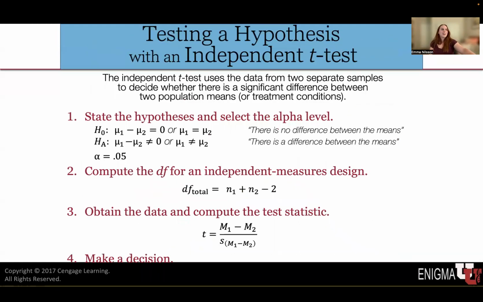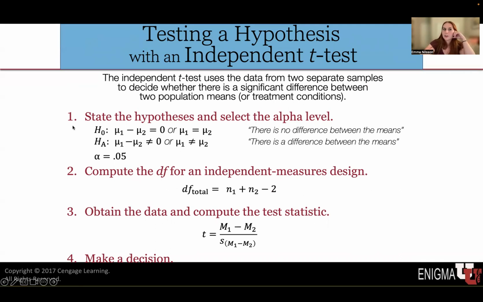So let's look at testing a hypothesis with an independent t-test. Here are the steps, very similar to all of the other steps that we've used for hypothesis testing. The actual hypotheses and the formulas are the only things that change. As a reminder, our independent t-test is going to use data from two separate samples to decide whether there's a significant difference between two population means or two treatment conditions.